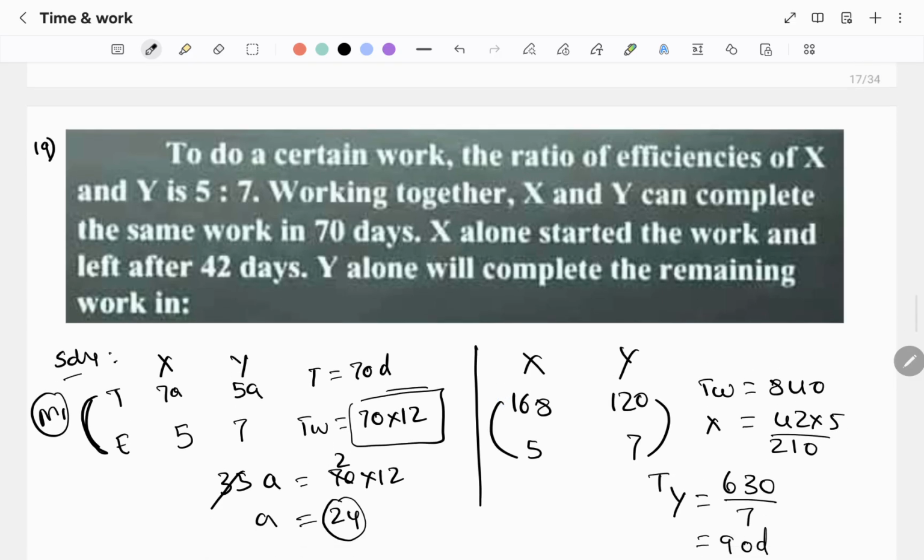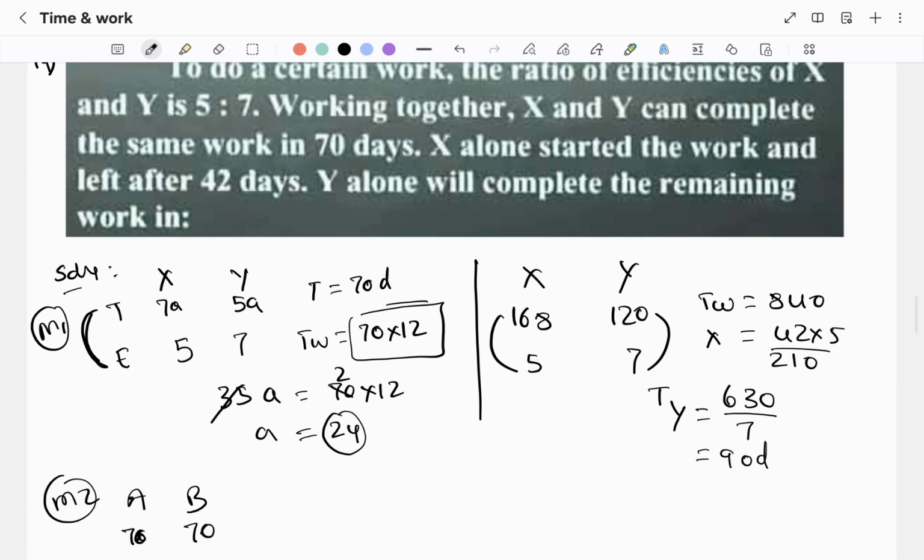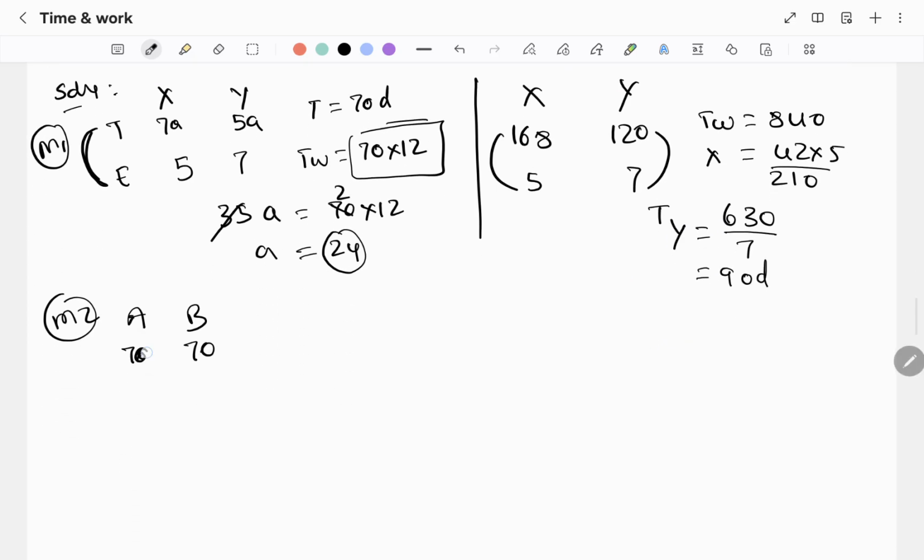X alone started the work and left after 42 days. Suppose they would have completed 70 days, X and Y, they told, not A and B. X left the job after 42 days. Means the remaining 28 days of work, who has to complete it? Y has to do this. Already Y did 70 days of work. Now in addition, how many parts does Y have to do?